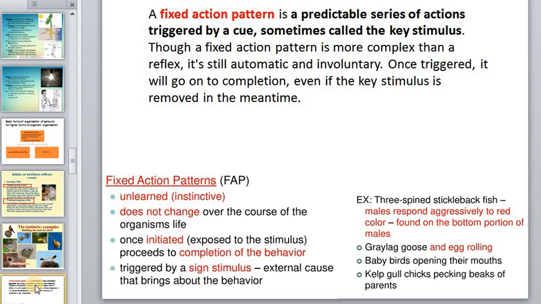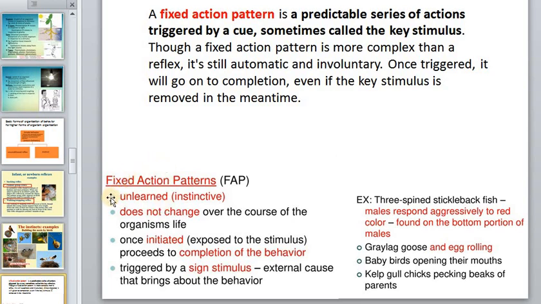Especially, a fixed action pattern is a predictable series of actions triggered by a cue, sometimes called the key stimulus, and so a fixed action pattern is more complex than a reflex. It's still automatic and involuntary. Once triggered, it will go on to completion, even if the key stimulus is removed in the meantime.